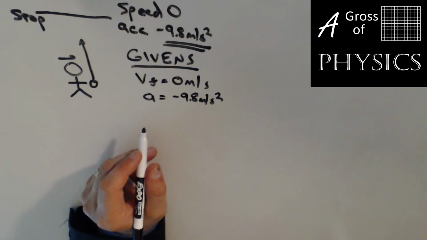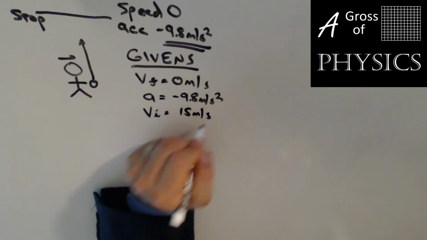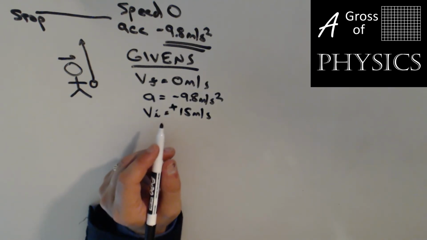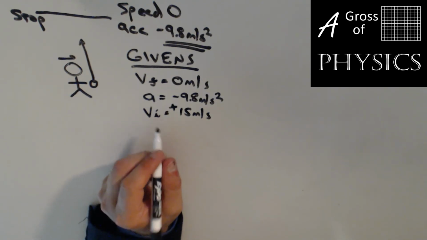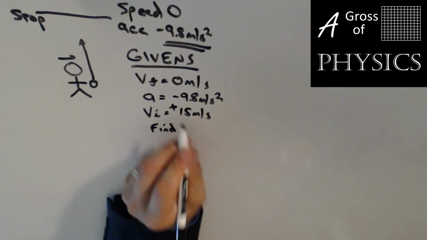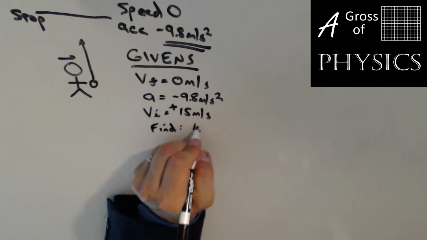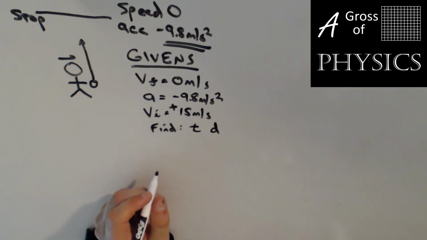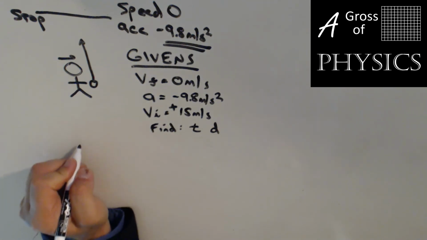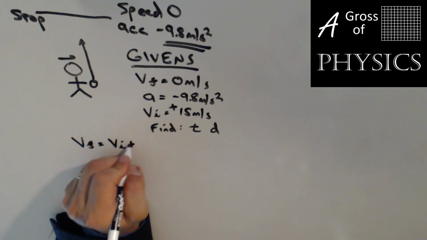There was one other variable given, which was VI, 15 meters per second. Since I'm throwing it upward, positive. And of course, the default is positive, but I just want to write that to denote that we know it's positive. And what we're looking for, we're going to find how long will it take and how high will it be. So that means we're going to try to find time and displacement. And what I'm going to do is start with t, just because it's the first one I'm looking for. I'm going to use equation 3. VF equals VI plus AT.